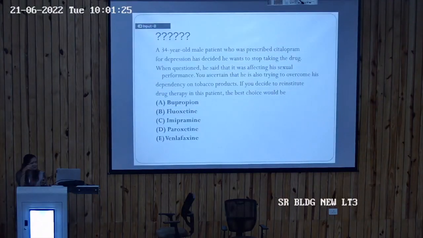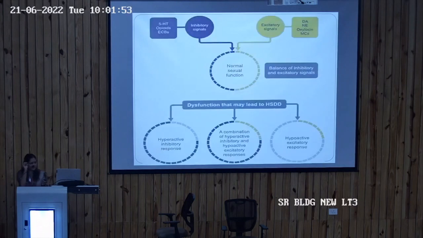So this is another question. A 34-year-old patient who was prescribed citalopram for depression has decided he wants to stop taking the drug. When questioned, he said it was affecting his sexual performance, and you ascertain that he is also trying to overcome his dependency on tobacco products. If you decide to reinstitute drug therapy in this patient, the best choice would be bupropion. Okay, the best choice is bupropion.